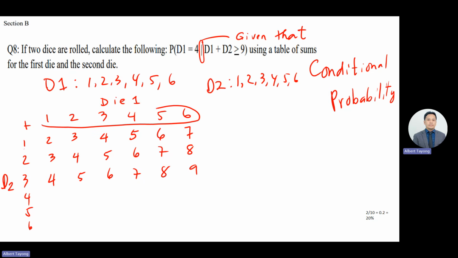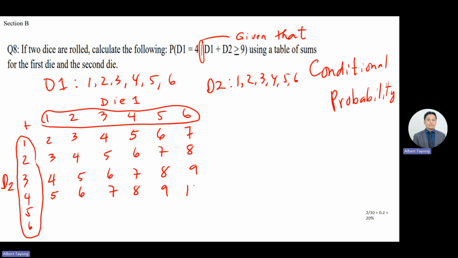So this is for our die 1. This is for die 2. This is 4 plus 1, 5, 6, 7, 8, 9, 10. This is 5 plus 1, 6, 7, 8, 9, 10, 11. From 6 plus 1, 7, 8, 9, 10, 11, 12. So the highest sum is 12, 6 plus 6, and the lowest sum is 2, 1 plus 1.